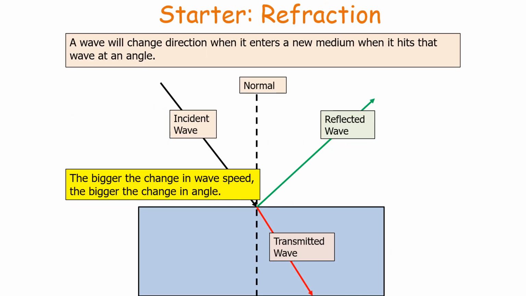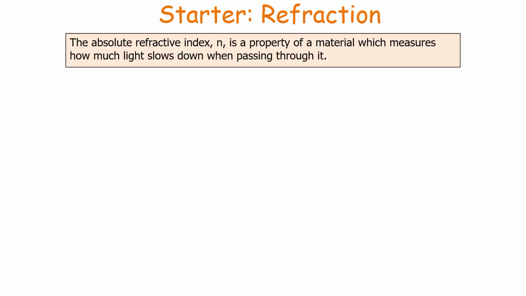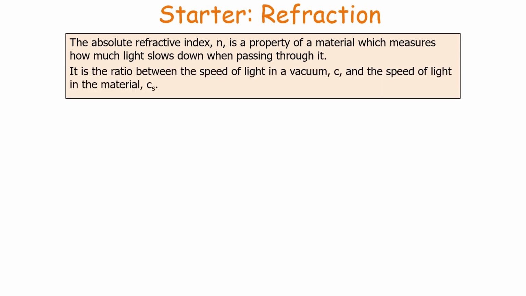Now, the absolute refractive index n is a property of a material which measures how much light slows down when it passes through it. It can also be thought of as the ratio between the speed of light in a vacuum c and the speed of light in a material cs.